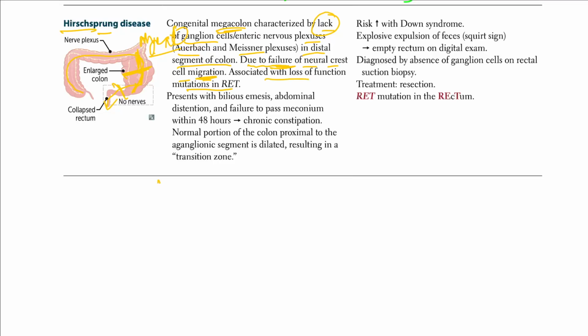So one thing we are sure about, that is that it has to involve the rectum, because, as I said, the NCCs, the neural crest cells, they migrate caudally. So if they cannot, that's the first hit they can hit if they're gonna migrate caudally, right? So that's the rectum. So rectum is always involved. We'll put it in simple words. The rectum is always involved.